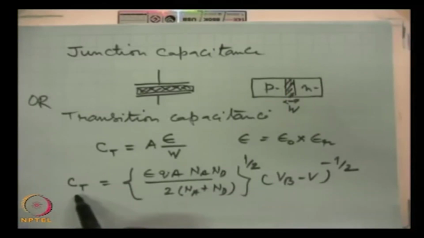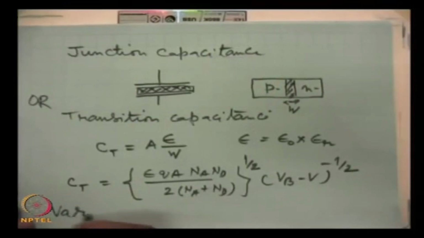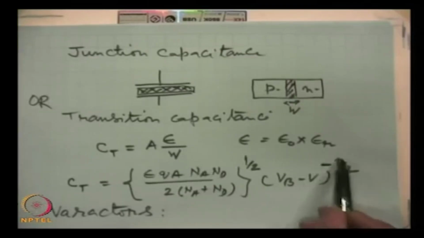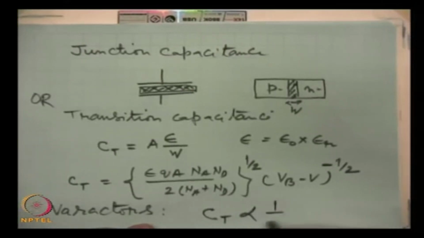This is the expression for the capacitance, and it is a function of the applied voltage. There are specially designed PN diodes known as varactors, which make use of this property of the junction, that its transition capacitance depends on the applied voltage. In reverse bias, taking the proper sign, and because the exponent is minus 1/2, the capacitance is inversely proportional to V to the power half. It falls as the voltage increases. These specially designed diodes are known as varactors.